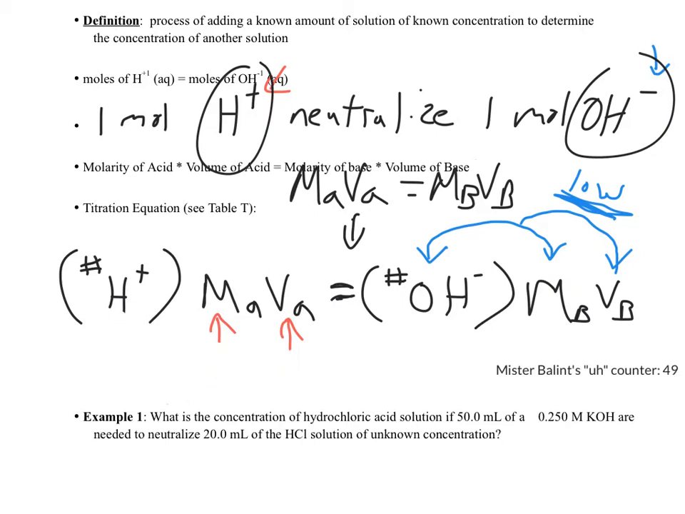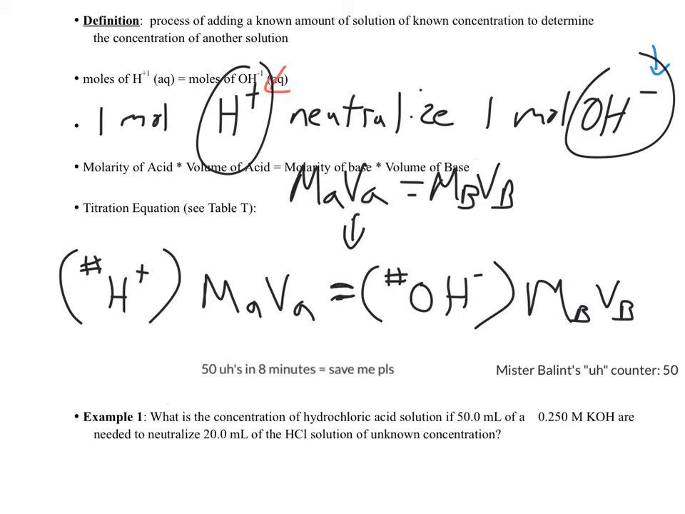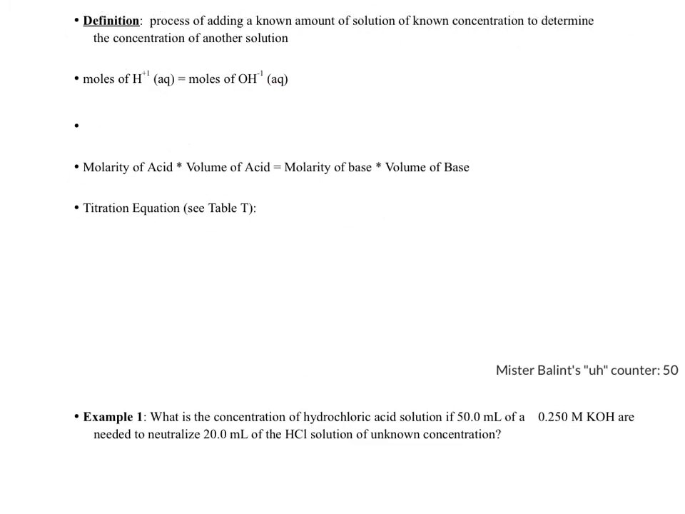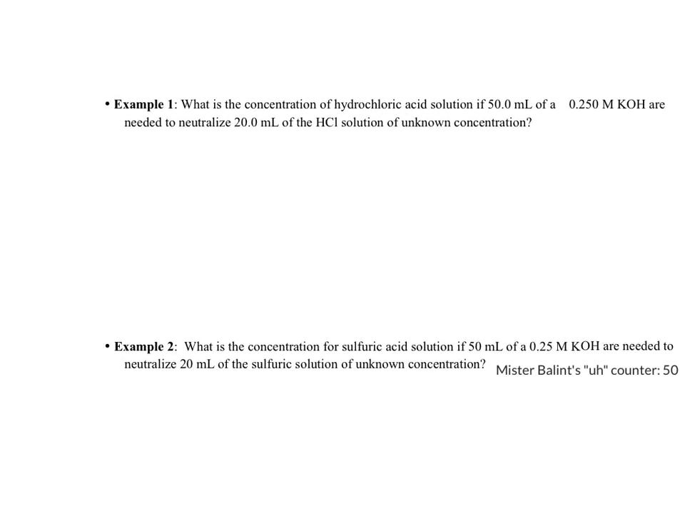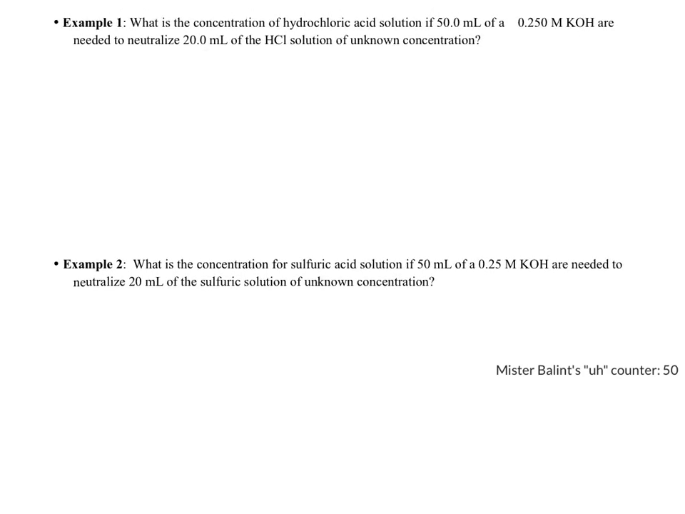But this is the formula that we're going to be looking at. So let me just get rid of all that for a second. The easiest way for me to show you how to use this formula is just to jump right into the practice, and that's why we have some practice problems right over here. So we got: what is the concentration of hydrochloric acid solution if 50 milliliters of a 0.25 molar potassium hydroxide are needed to neutralize 20 milliliters of the HCl solution of unknown concentration?